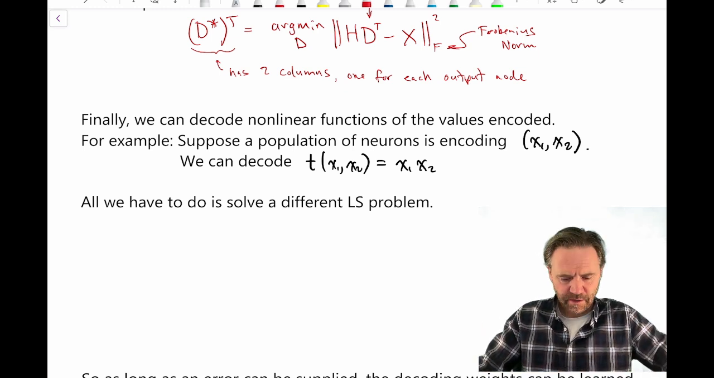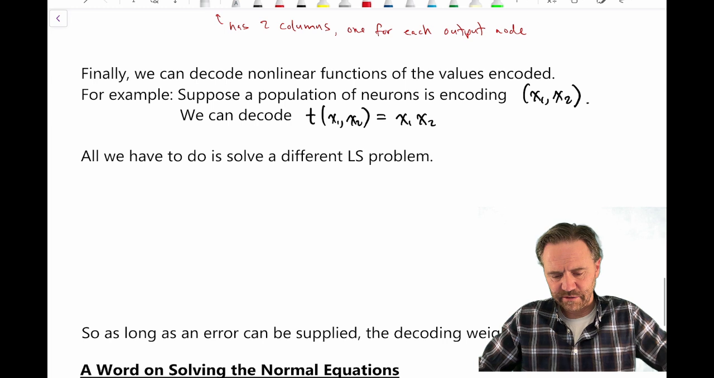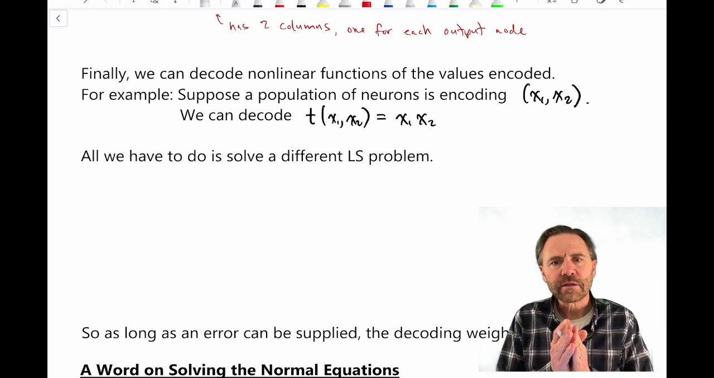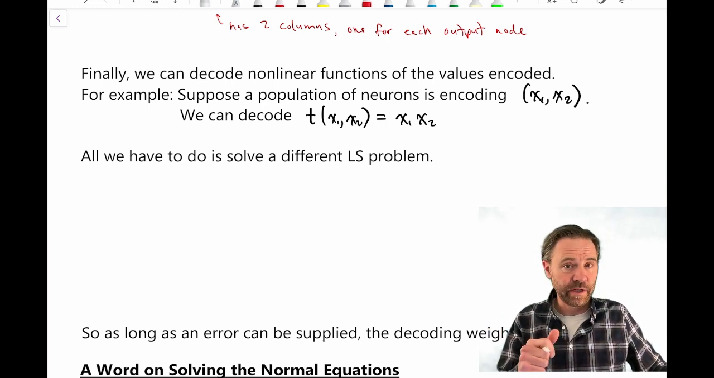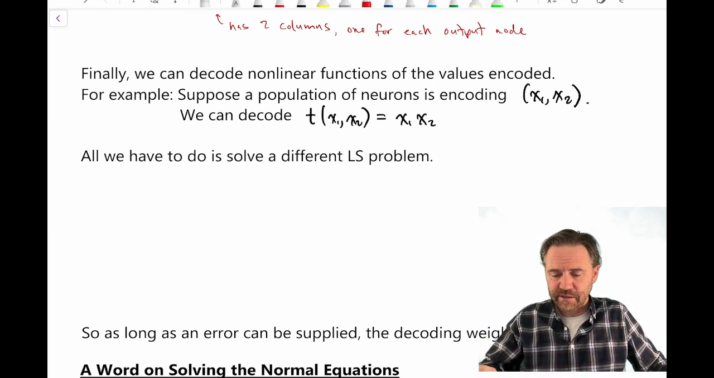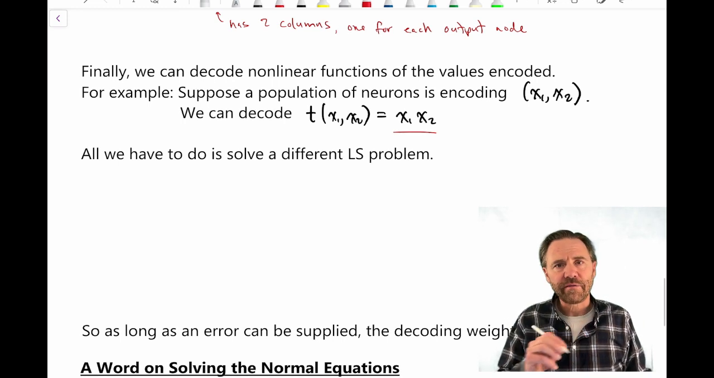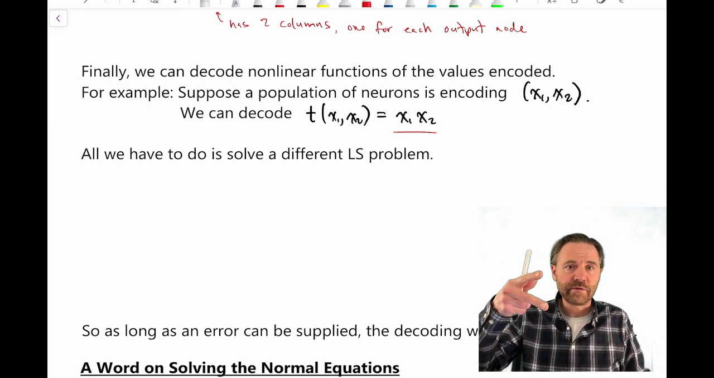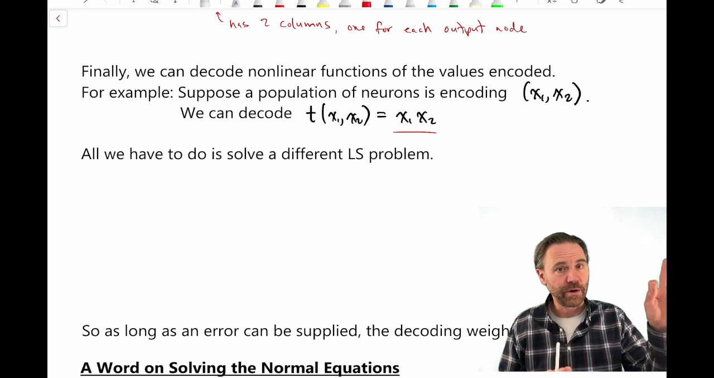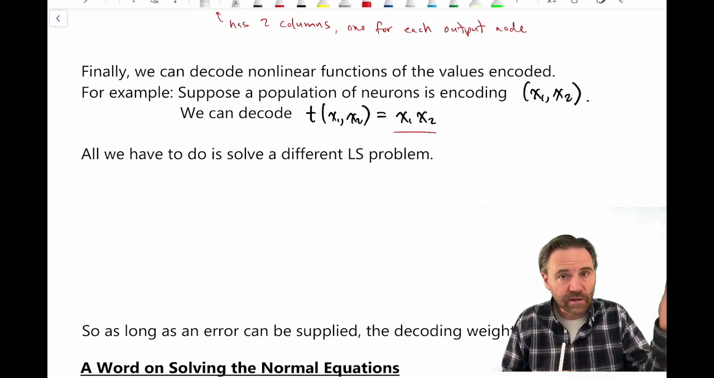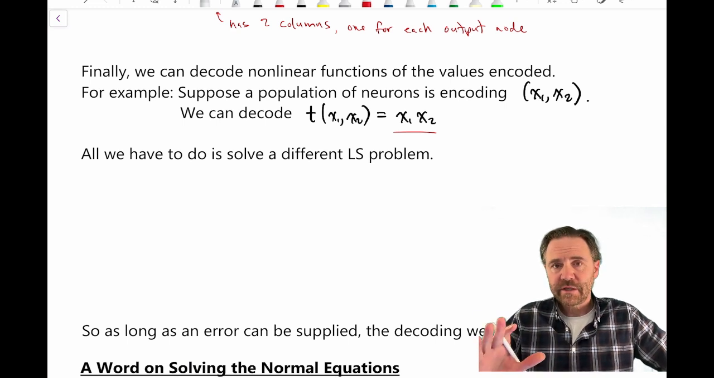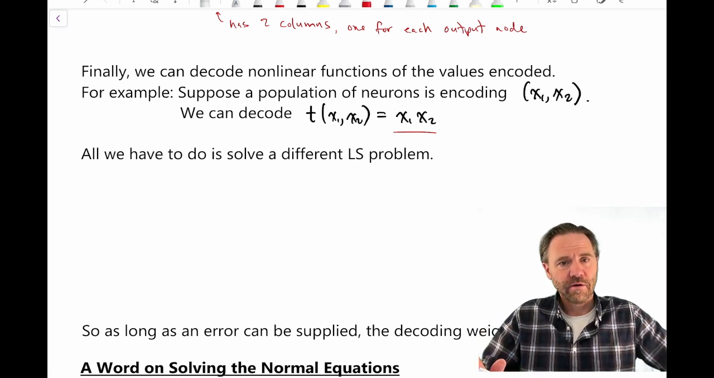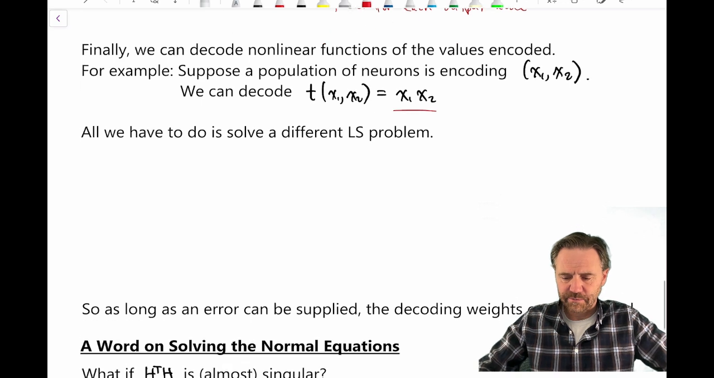As in the example I just gave, suppose a population of neurons is encoding x1, x2. We can decode t of x1, x2, some nonlinear function. In this case, I'm saying it's the product of x1 and x2. So we're encoding two values, and we're decoding just one value, but it's going to be this nonlinear function of the two inputs. It's really just the same mathematics. All we have to do is solve a different least squares problem.